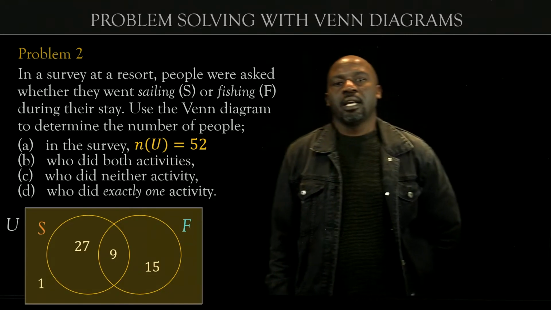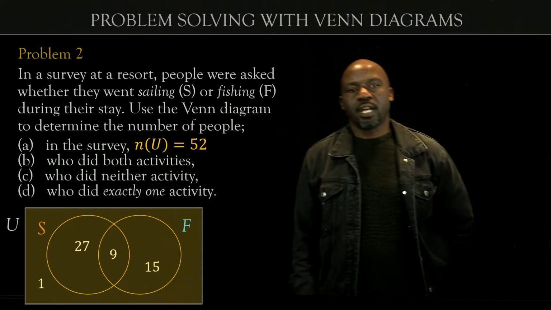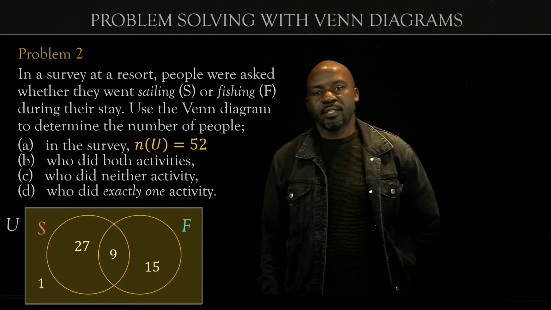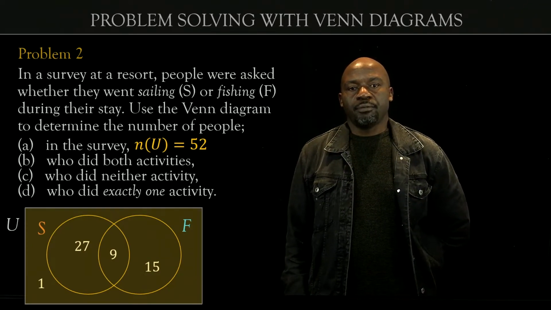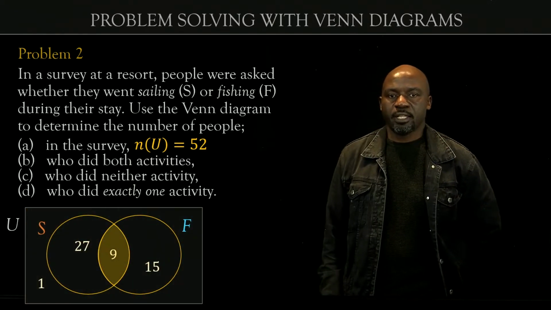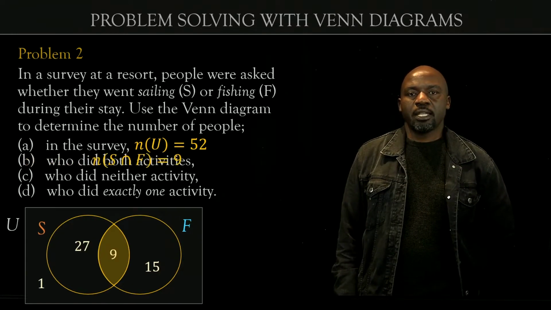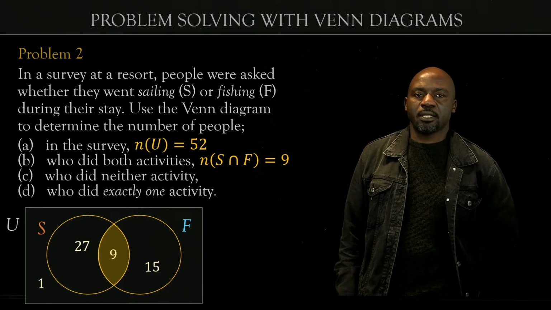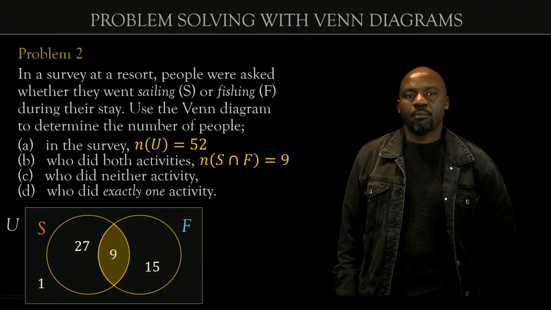Right? Next, how many guests did both activities? If they did both activities, that means they went sailing and they also went fishing. If you check that out, that should be the region I'm shading now. It is the intersection set, and that is 9. So we can say that the number of guests that went sailing and fishing, that is N, the number of elements in the set S intersection F, is 9.